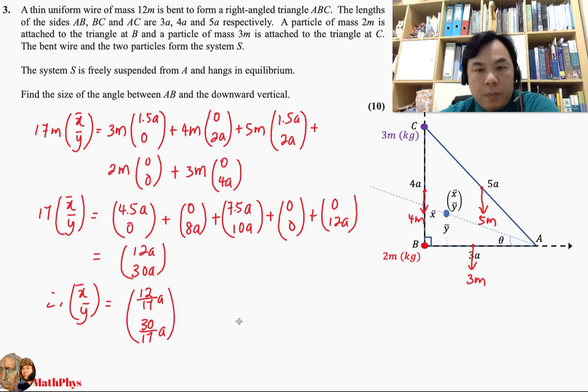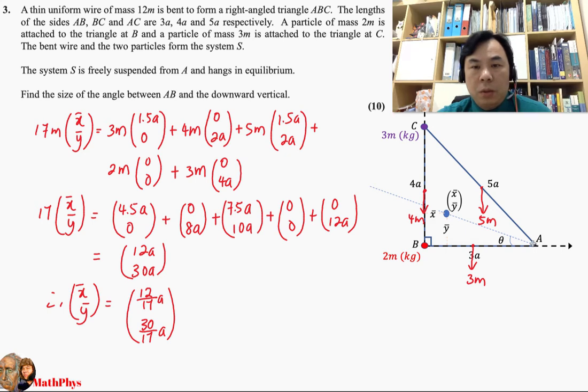All right, and there you have it. Based on this configuration and the frame of reference, we can conclude that the center of mass is located at 12 over 17a, 30 over 17a, with reference to the origin B here. I hope that is clear. Next, to answer the next part of the question, we are going to hang this structure from A, and it should be in equilibrium.